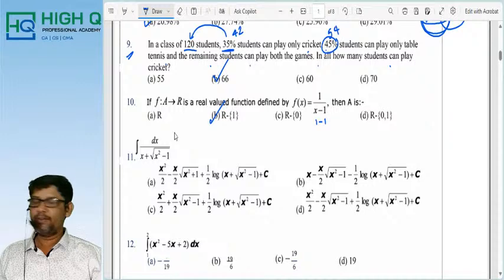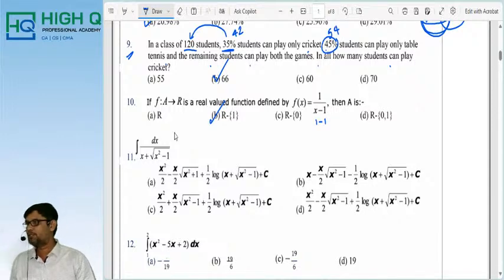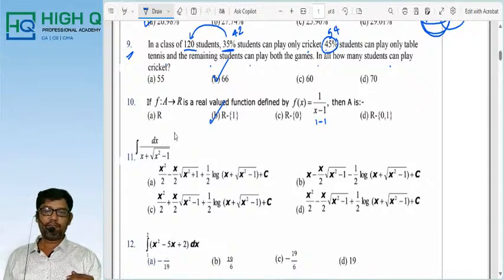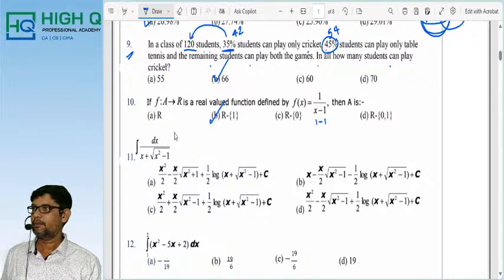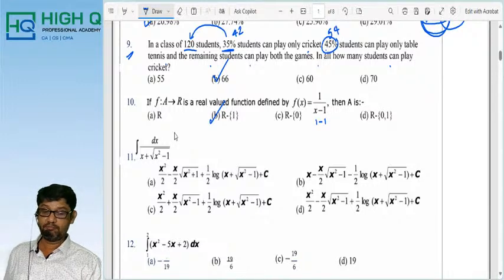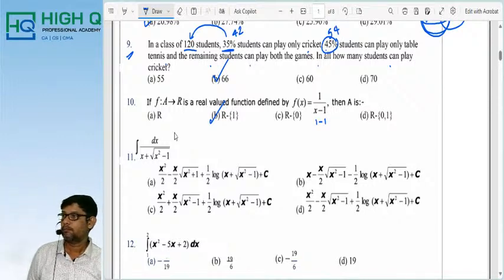Now, 11th sum, I want the answer from mathematics students. Of course, for non-mathematics students, it's a challenging part. From mathematics students, can anyone give me the answer or any idea at least? Any suggestion can you give? You didn't do it, Mukil? Option C. I don't know. It seems wrong. Tell me the method, how you did it.